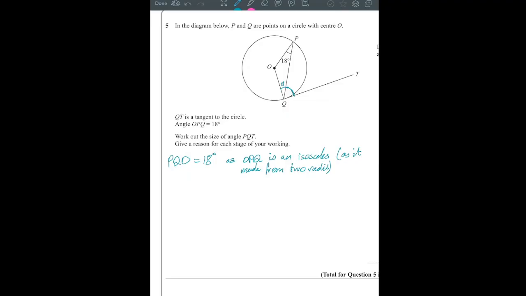Okay, so now we've got that being 18, we can now state that OQT is 90 degrees as the angle between a radius and tangent is 90. Well, then we're basically home and dry. Then PQT is 90 minus the 18, which is 72 degrees.